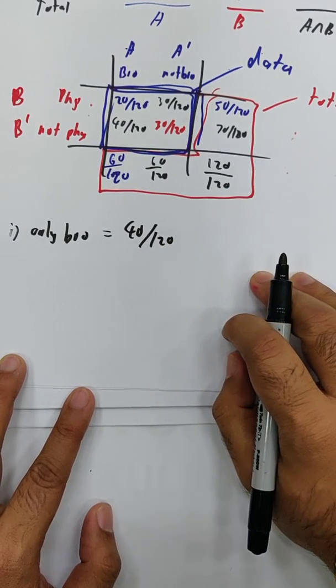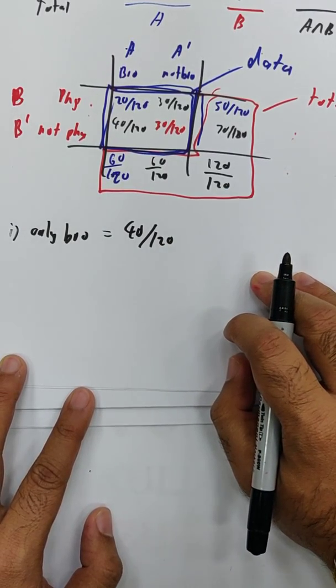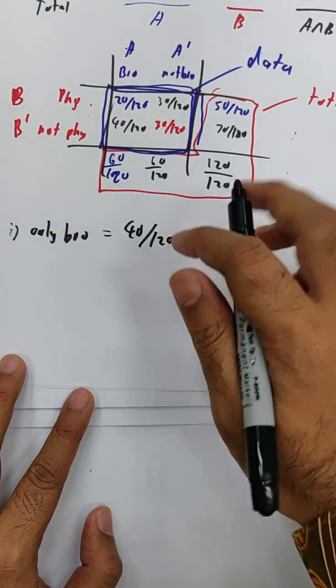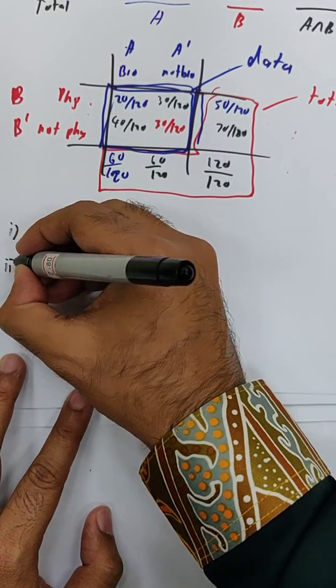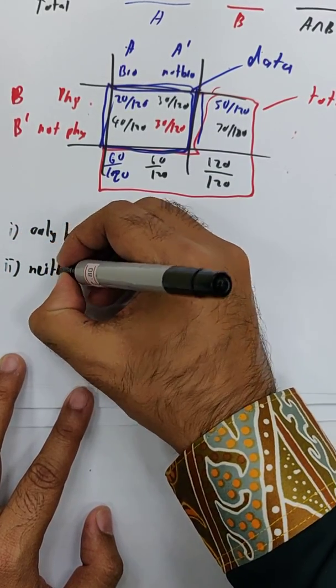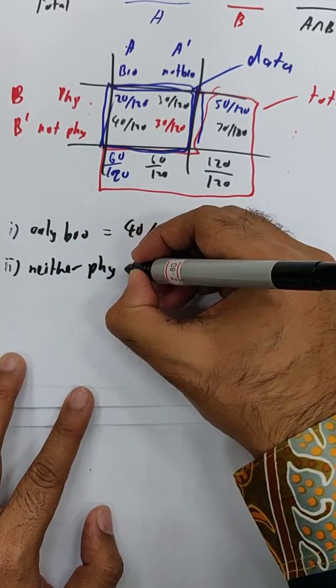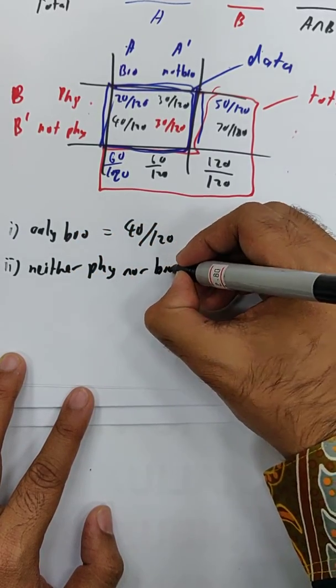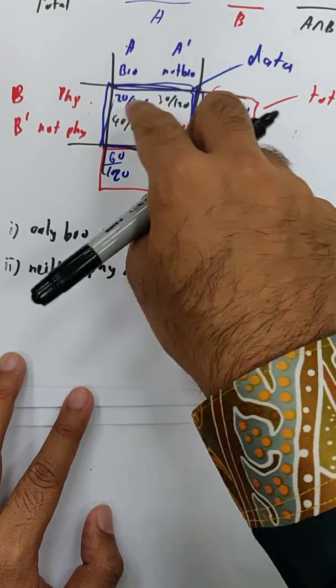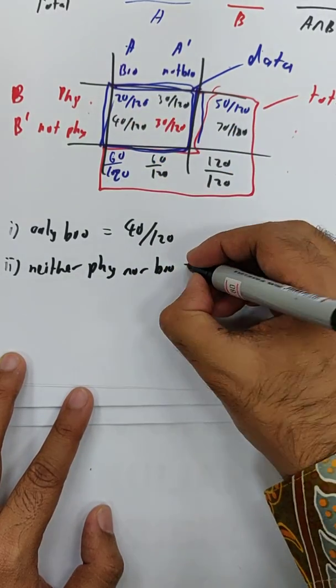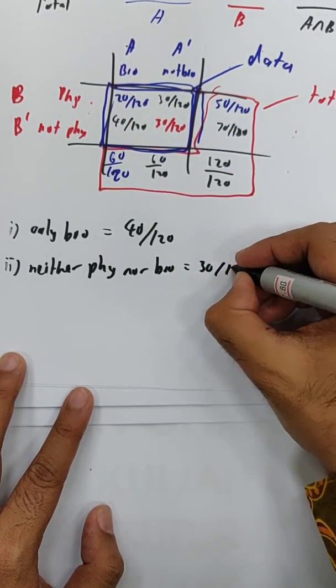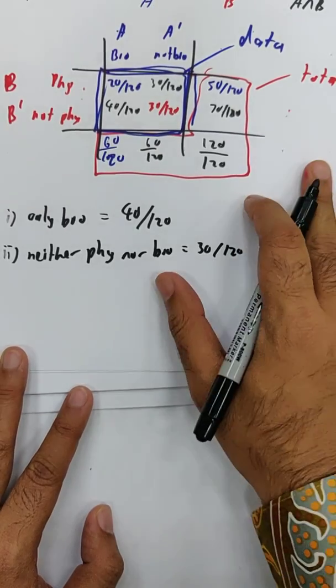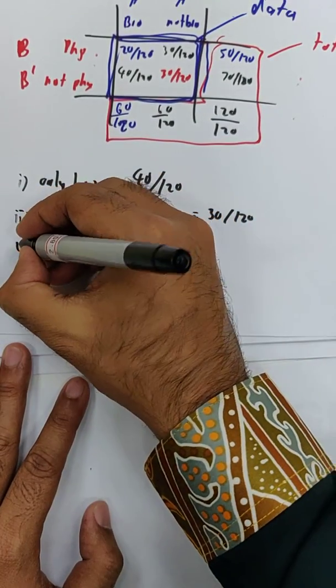Are you okay? So if I'm saying something like neither physics nor bio, that means they're not taking both, neither physics nor bio. So it's over here, 30/120. Are you okay?